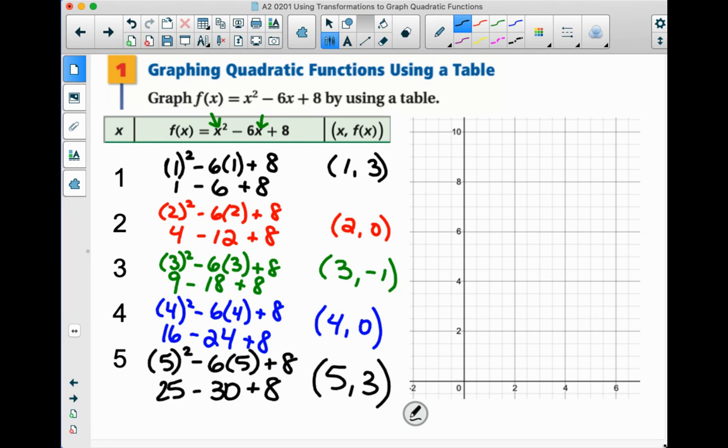We are going to plot these points on the graph. 1, 3 is there. 1 to the right, 3 up. We have 2, 0. It's right on the line. We got 3, negative 1. Uh-oh, I didn't leave negative space. So 3, negative 1, that'll be about there. We got 4, 0. And we've got 5, 3. And there we go. That's our shape of the parabola there. Oh, that was terribly drawn.